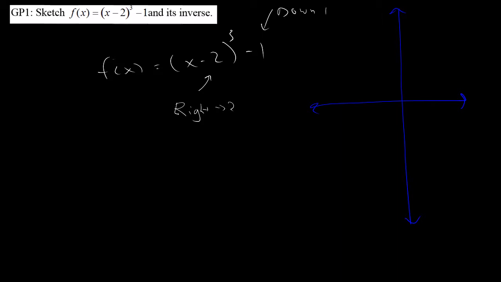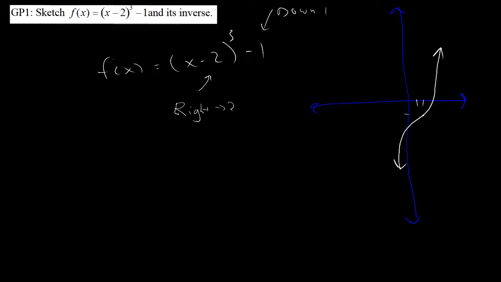And we know the parent graph of x cubed looks something like that. So now if we put all this together, then we are going to get the function. So down 1, right 2. And we know that our function looks something like this.